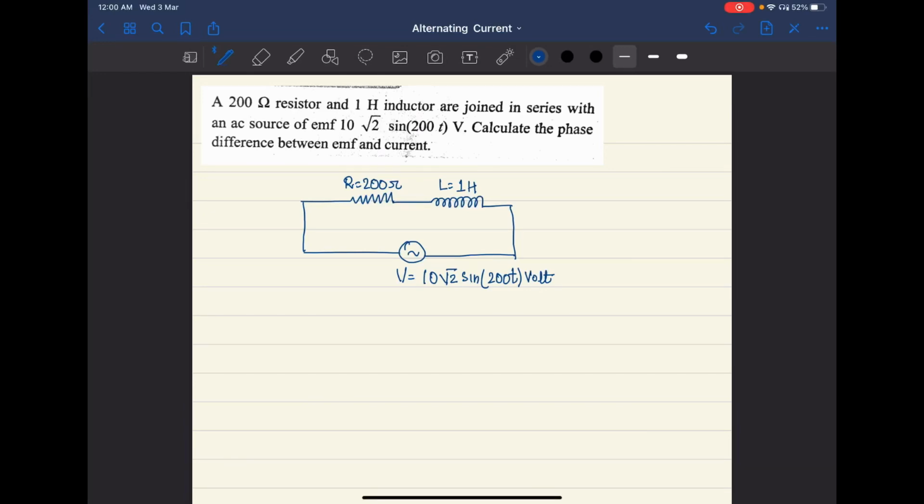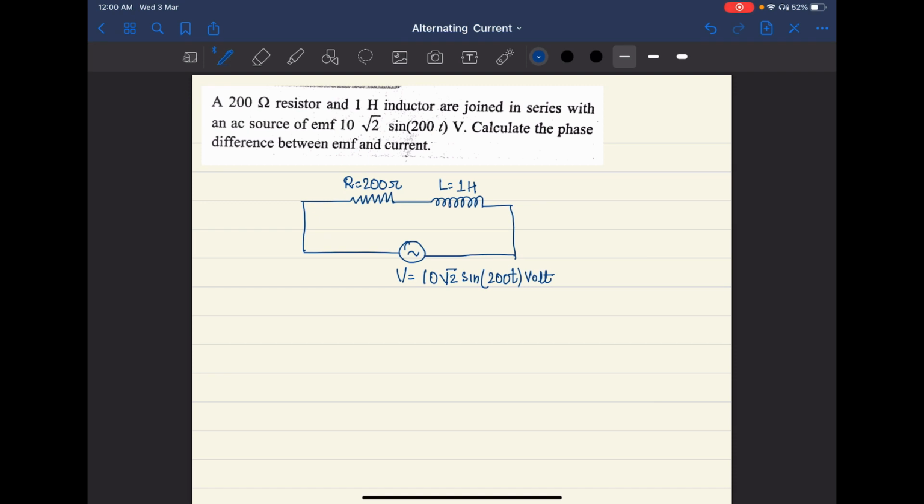In this problem, a 200 ohm resistor and a 1 Henry inductor are joined in series with an AC source of EMF 10 root 2 sine 200 t volt, and we have to calculate the phase difference between the EMF and the current.